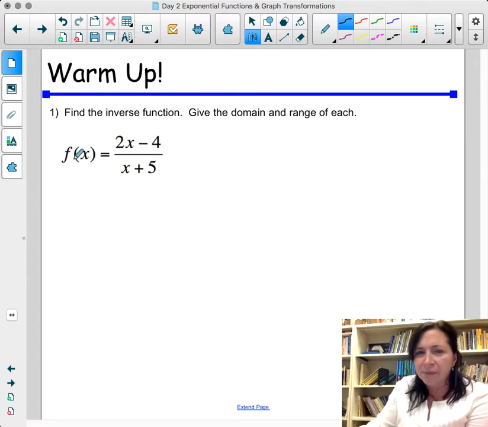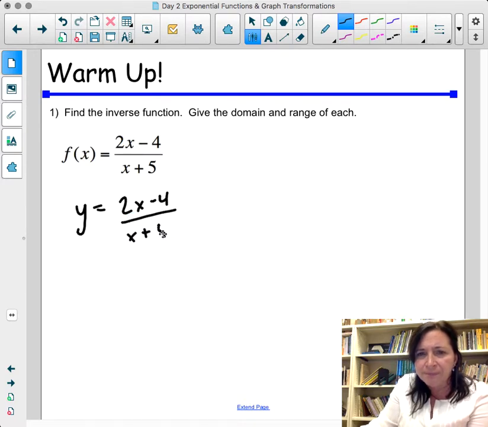There's a couple of steps that you need to do in order to find the inverse. So f of x, we're just going to replace that with y because f of x equals y. f of x just ensures that your equation is a function. So you have (2x minus 4) over (x plus 5). Now, the first thing you do when you are looking to find an inverse is switch your x and your y. And then the second thing you're going to do is solve for y.